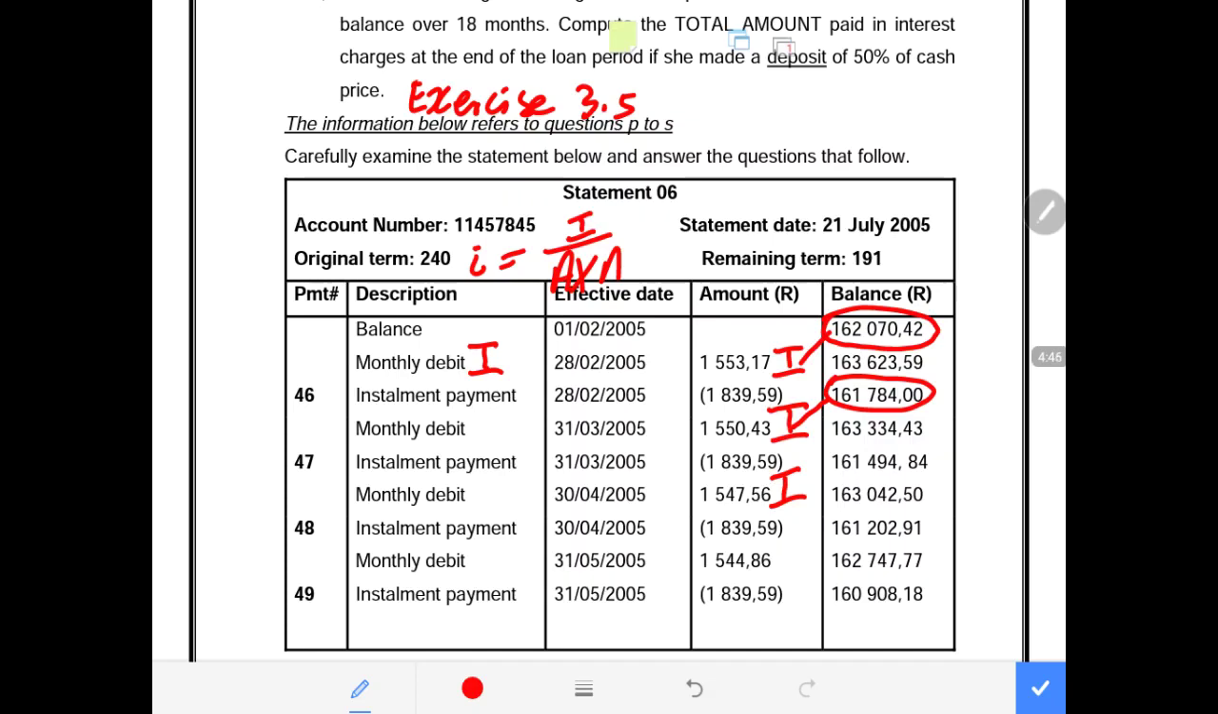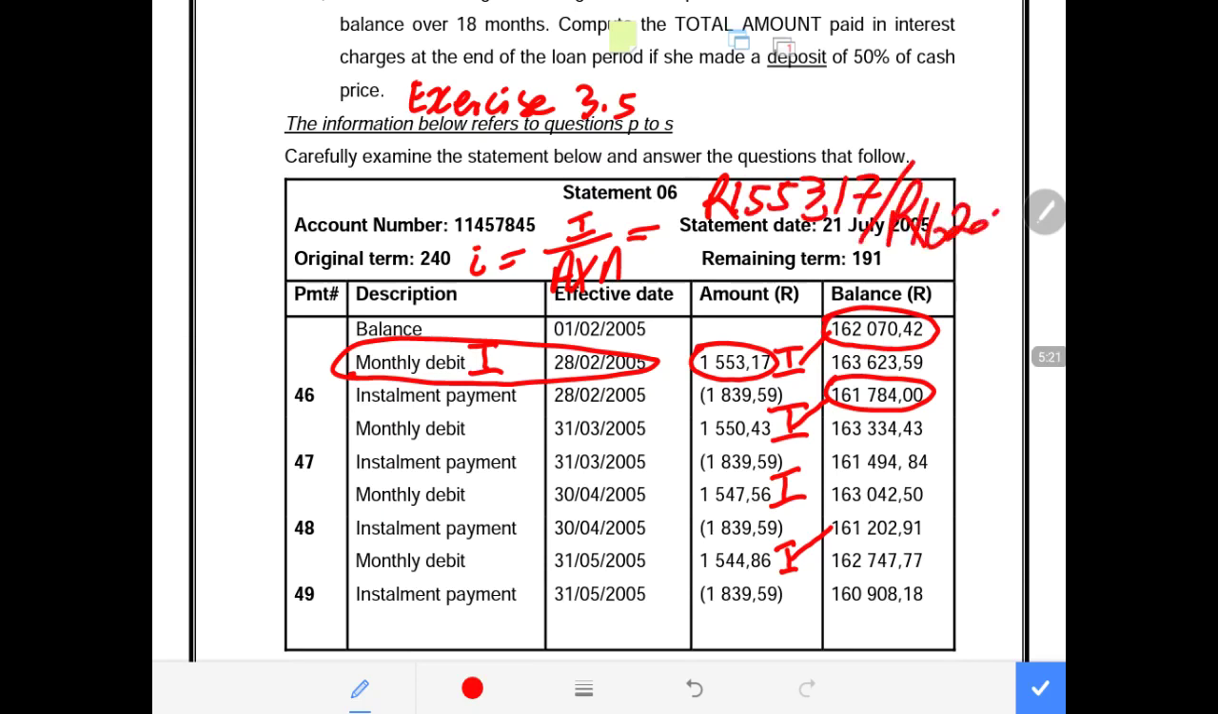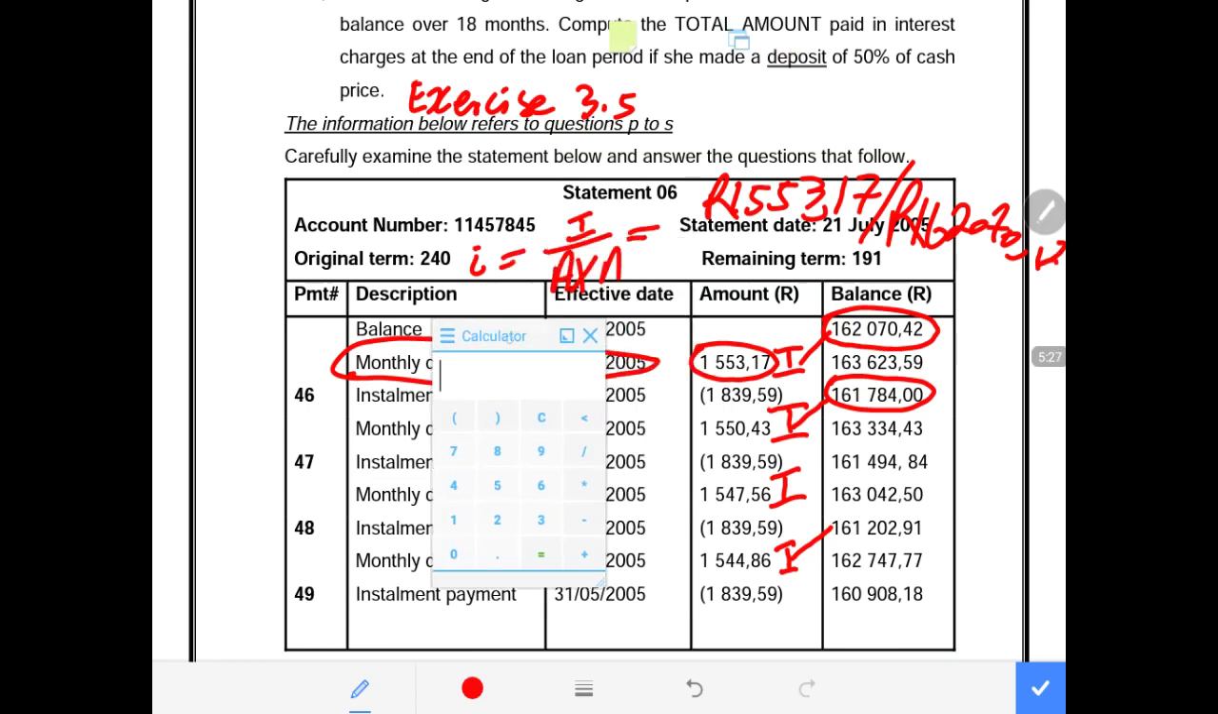So now we need to multiply it by 12, because this interest is for 1 month, but we need the interest rate for the year, compounded monthly. So again, this is the interest amount which was based on the amount at the beginning of the period. Now, meaning our interest for the month of February will be the interest amount of 1,553.17 divided by the amount, which is 162,070.42. Now let us just do this calculation.